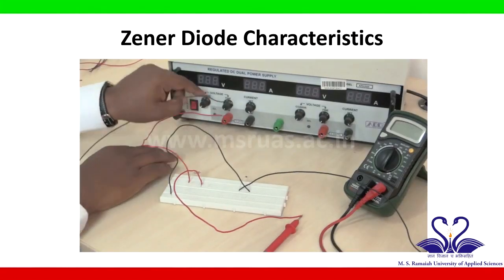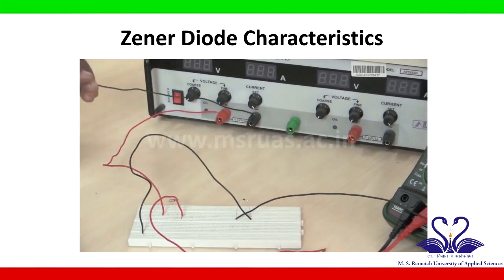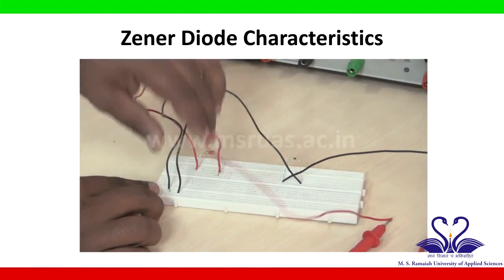Negative terminal of the voltage source is connected to the ground. So this is the negative terminal of the voltage source, which is connected to the ground. Ground is the first row of the bottom line in a breadboard.